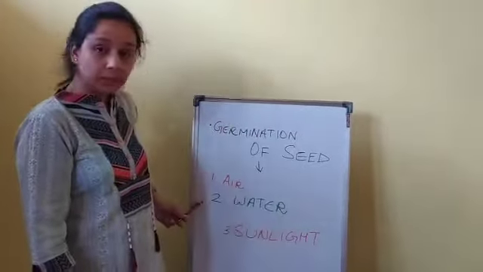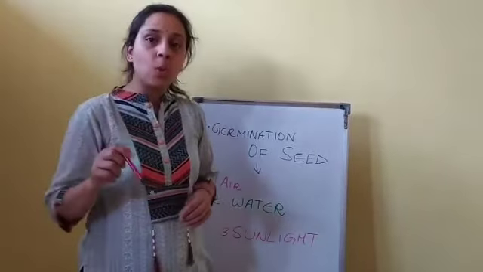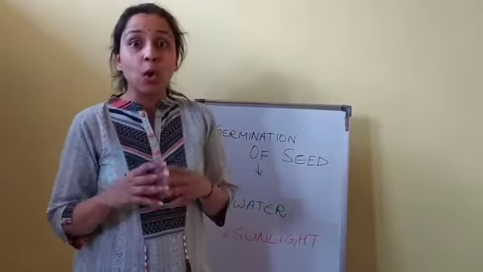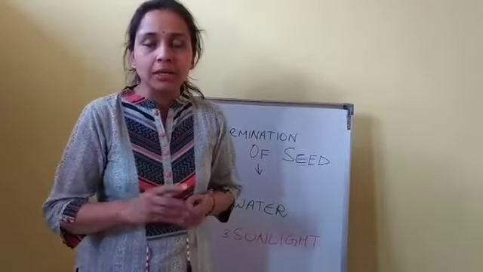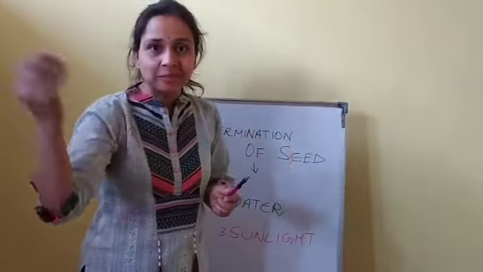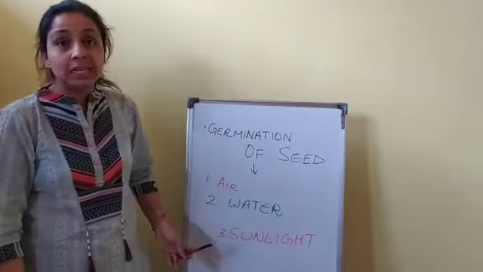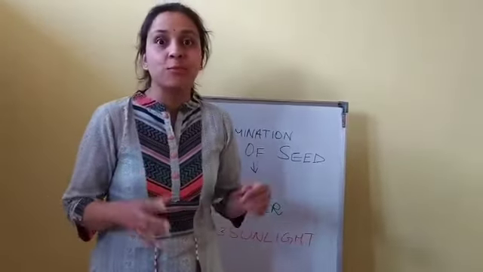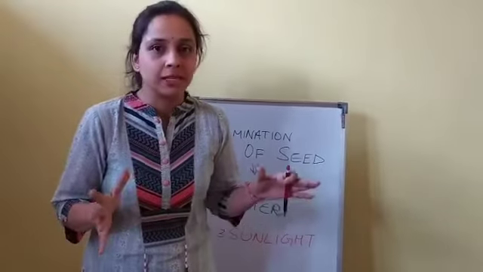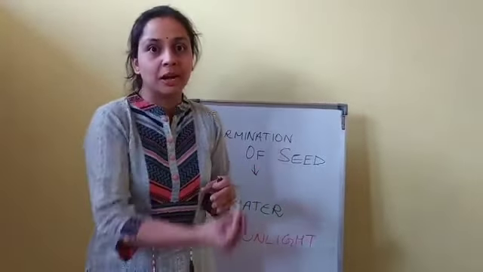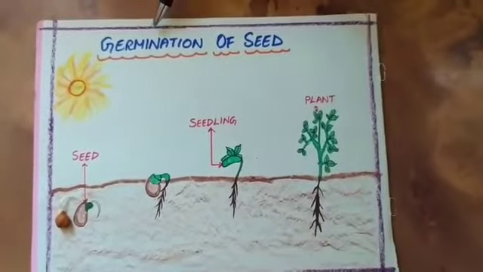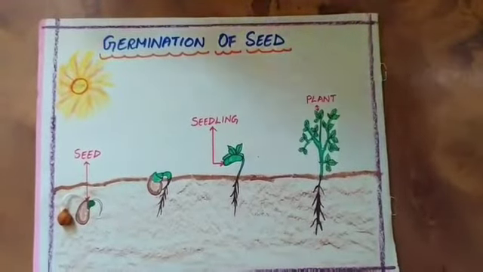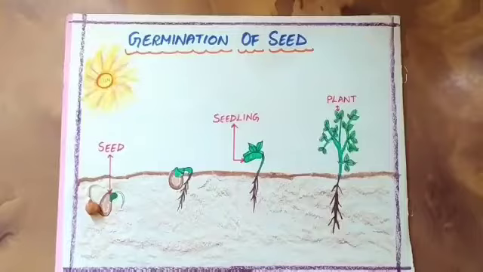The second one is water. Through water, what happens? The seed coat swells and the new plant, or the baby plant, comes out of the seed. The third one is sunlight. Because of sunlight, the seed gets warm and becomes active so that a baby plant comes out of the seed.